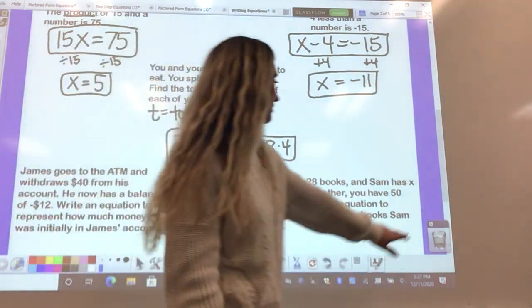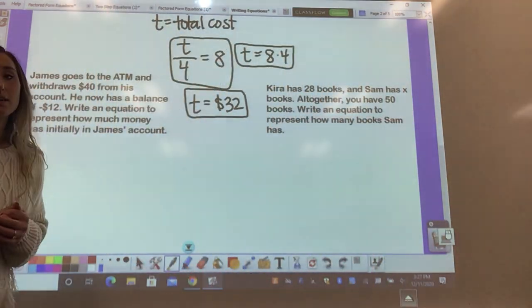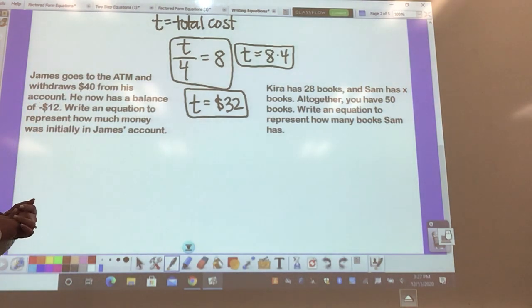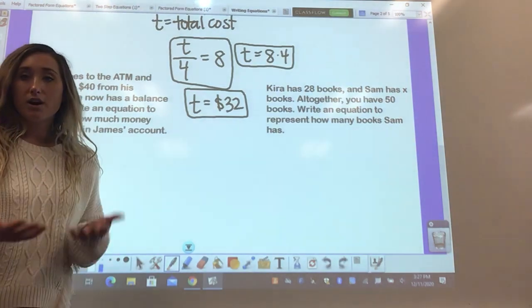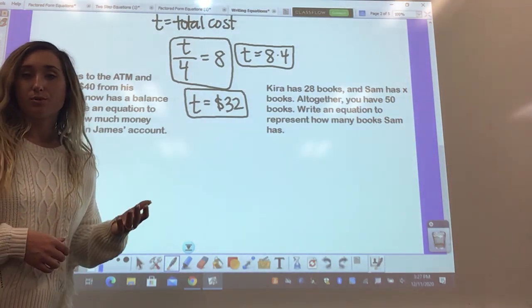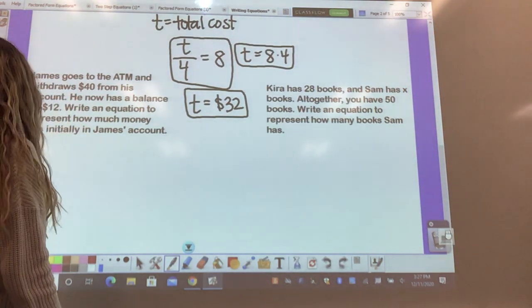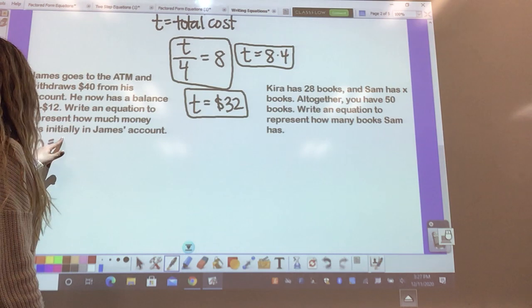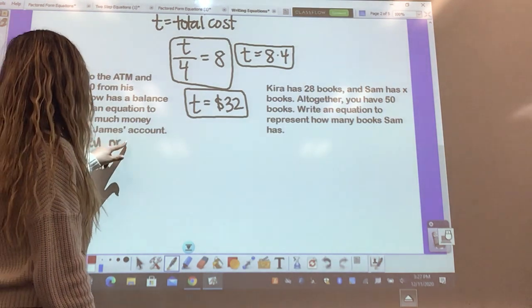Okay, let's go down here. James goes to the ATM and withdraws $40 from his account. He now has a balance of -12. Write an equation to represent how much money was initially in James' account. So the unknown here is how much money James started with, how much money was initially in the account. So I'm going to use the variable M to represent money originally in an account.